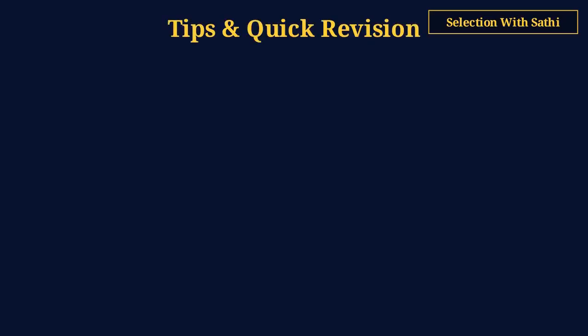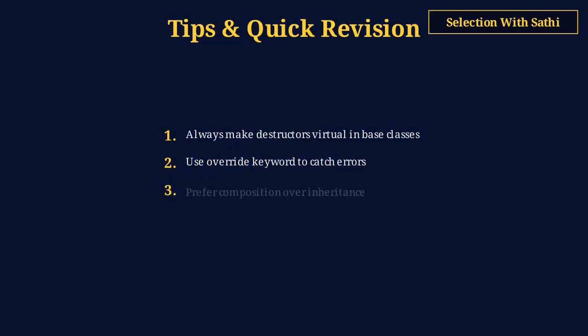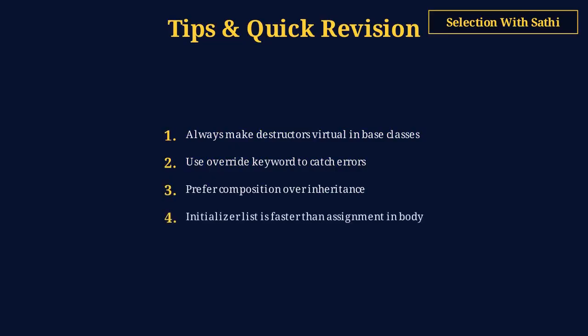Quick tips. Tip 1. The only difference between class and struct in C++ is default access: class is private, struct is public. Tip 2. Use initializer lists in constructors, they're more efficient and required for const and reference members.